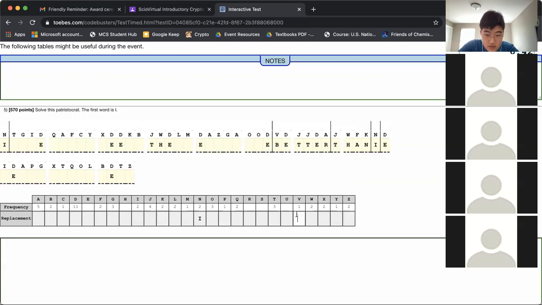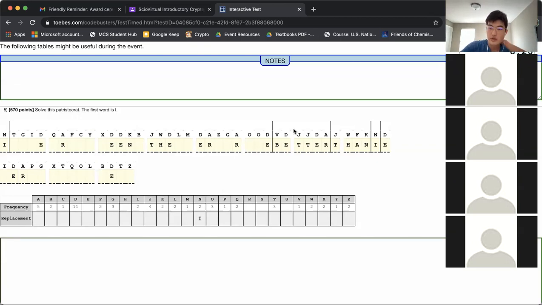Let's see. V is only used once, so there's nothing to fill in. A is used 4 more times, so we can get that. Okay, so we filled in all of those. K is used once more, so we didn't get a lot out of this, but it does help us reason it out. Okay.